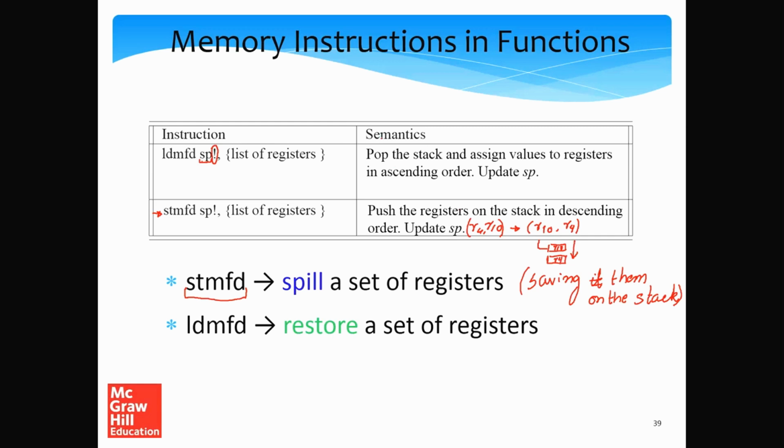So the LDMFT instruction does exactly the opposite. It starts at the top of the stack, pops the stack, and assigns values to registers in ascending order, which is the reverse order. So first you would pop R4, then it would pop R10 and update the value of the stack pointer to what it was before. We shall find both of these instructions, LDMFT and STMFT, to be extremely useful when we show an example of how to use them to save and restore registers.